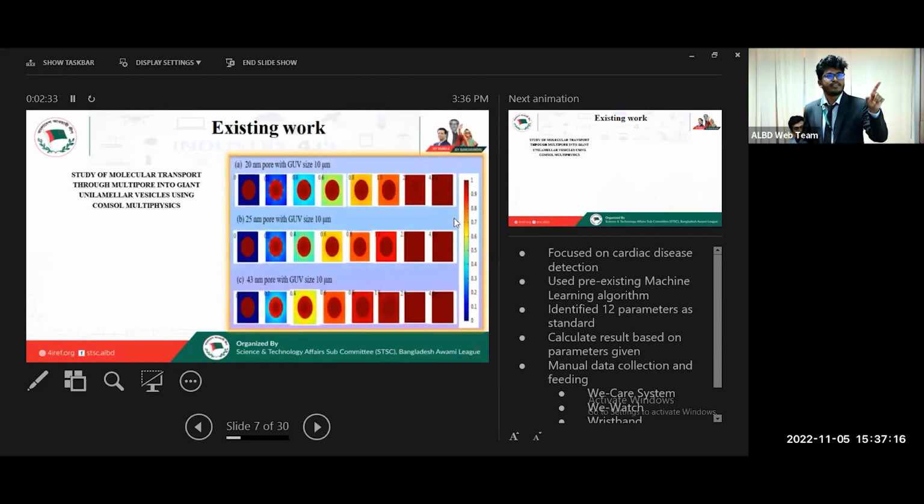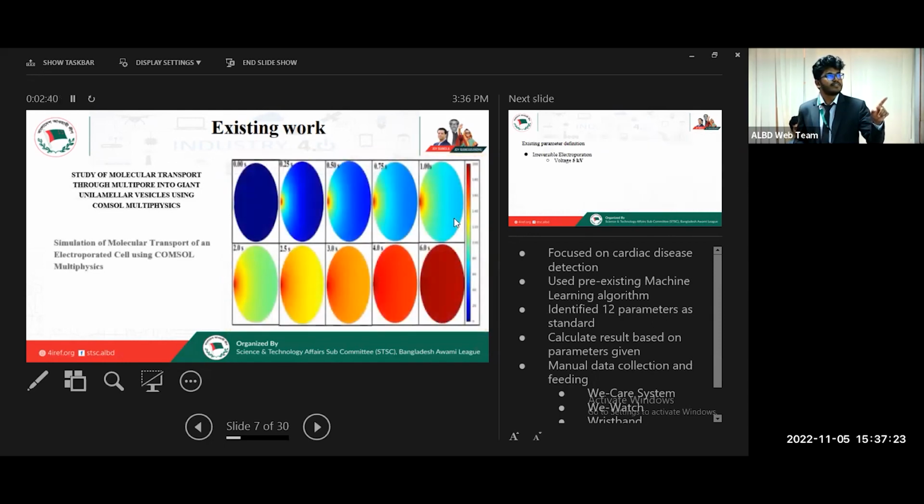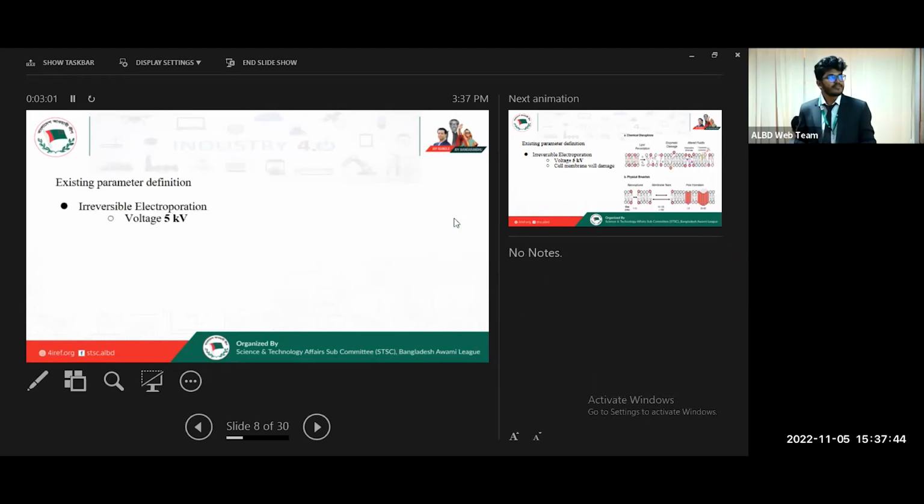Here is the simulation of inside to outside transport for multiple nanopores. And here is the simulation of molecular transport of an electroporated normal cell, where transport was happening from inside to outside to inside, but this cell was not a giant unilamellar vesicle, and they did not perform the exact experiment needed for cancer treatment. And the existing parameter definition is irreversible electroporation.